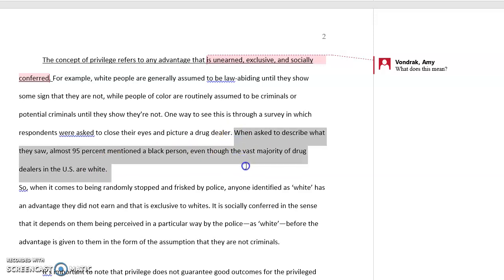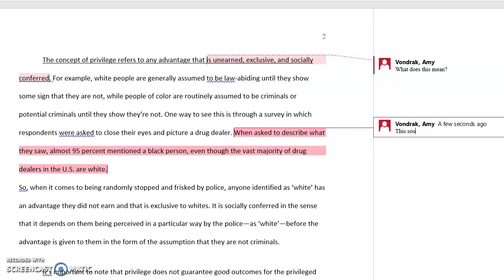There's a couple things I'm thinking here. Really, what I think is, this sounds true, right? It seems right, but he doesn't give any evidence. He says almost 95% mentioned a black person. 95% of whom? Where did that 95% come from? That idea makes sense to me intuitively. I think we do stereotype in that way, but at the same time, he just put that out there without really backing it up. All right, I'm going to keep reading.